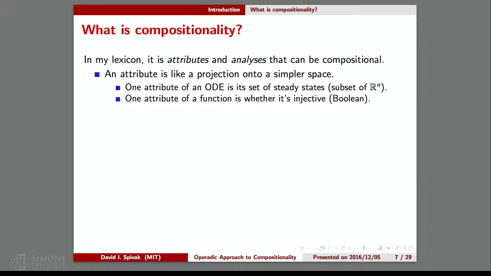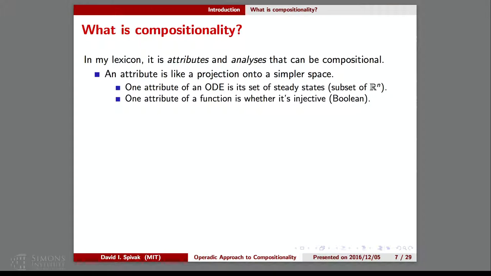So when I say something is compositional, what kind of thing can be compositional? To me, it's an attribute of something that can be compositional. We're looking at some system. We're trying to analyze it. I'm often talking to scientists or engineers. They want to understand something they didn't before. They want to analyze something. So you want to be able to say, well, if you analyze it this way, you're going to be able to compose those analyses together.